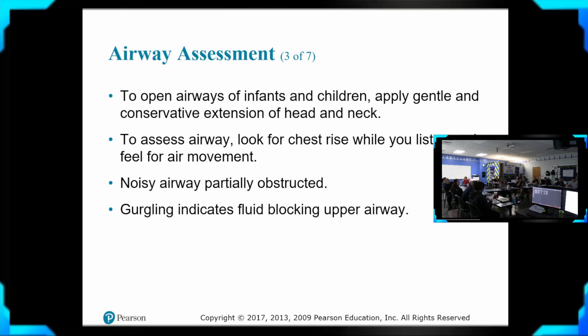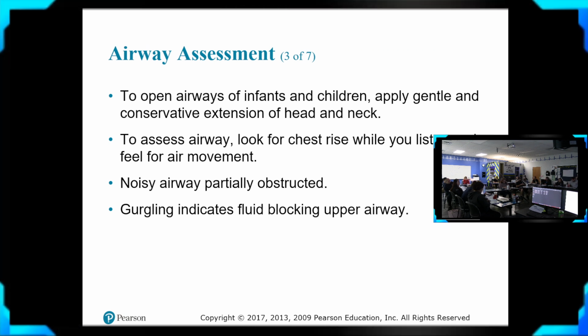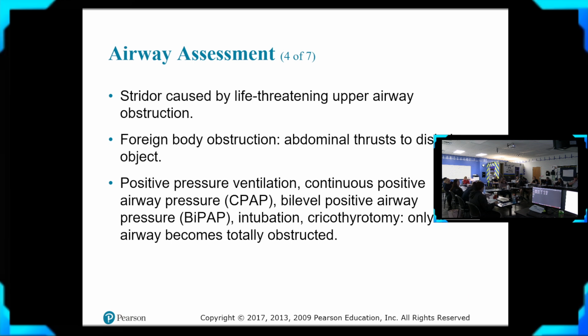Listen for noisy airways, which are indicative of a partial obstruction. Gurgling indicates fluid blocking the upper airway, right at the epiglottis area. That is a high risk for aspiration. Stridor is caused by upper airway obstruction. If you have a foreign body obstruction, you can attempt abdominal thrusts to dislodge it.